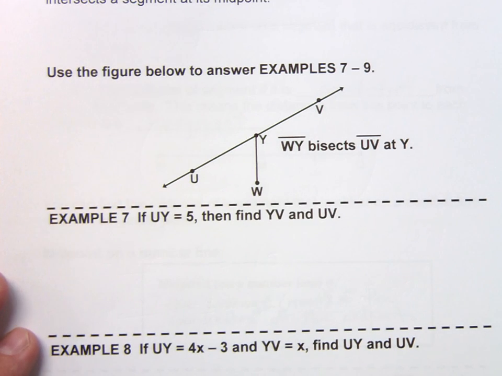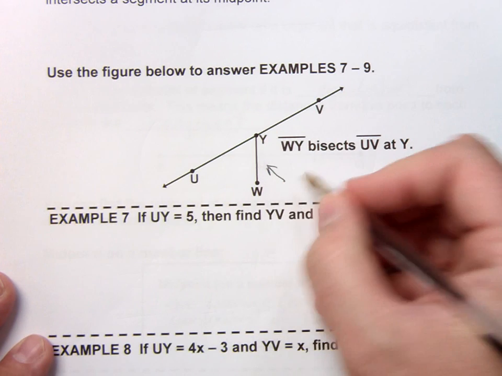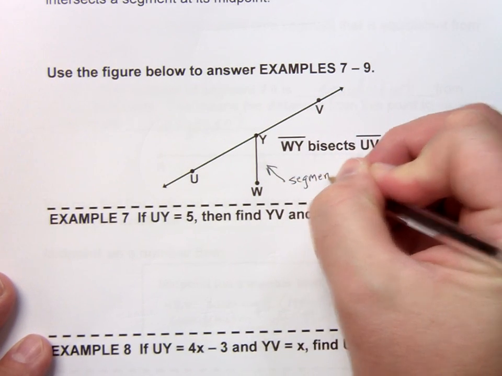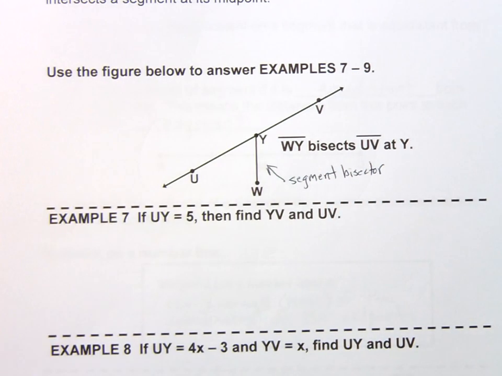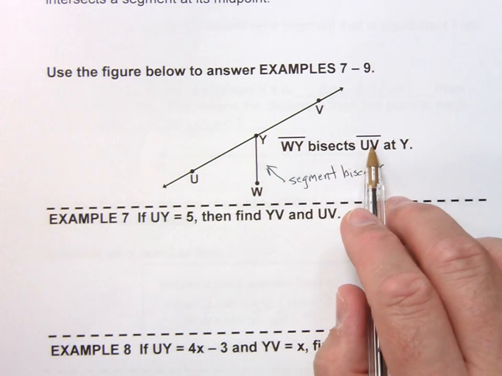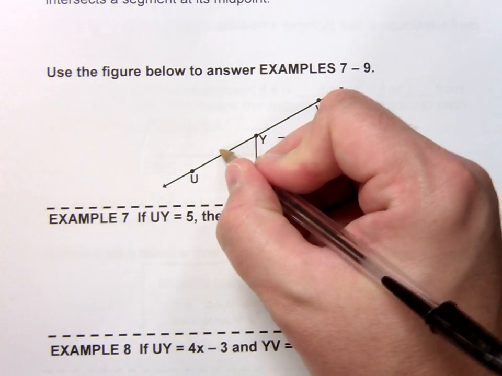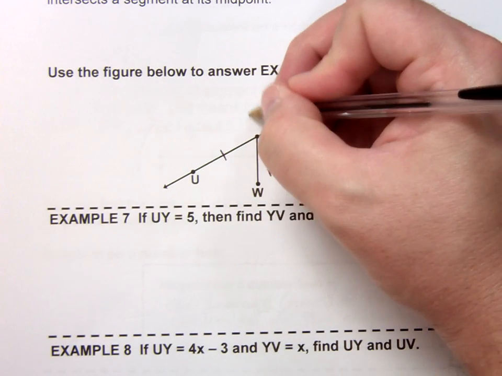So what that tells me is that line segment WY is the segment bisector, and the segment bisector is like the axe or the saw or the scissors or whatever. It's the thing that's doing the cutting. It is cutting this segment into two congruent parts. It's taking line segment UV and splitting it right through the middle into two congruent parts, which means that point Y is the midpoint.